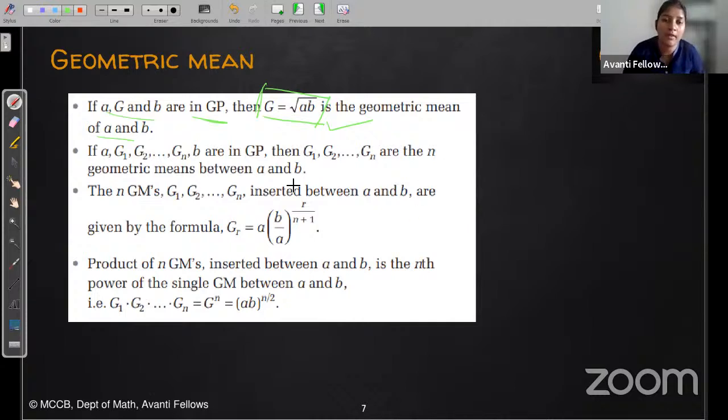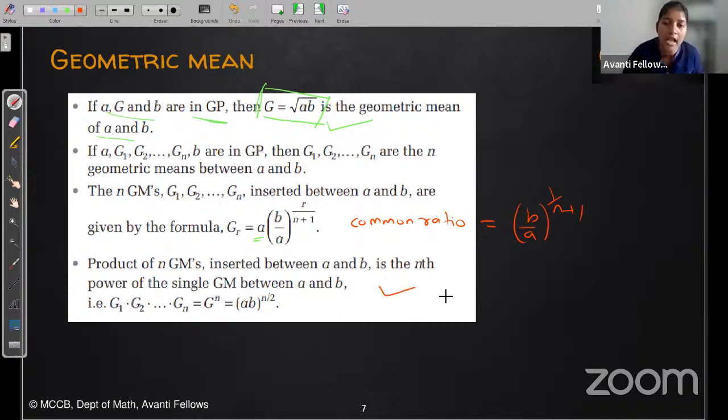Now what happens when n geometric means are inserted between A and B? When n geometric means are inserted between A and B, the rth geometric mean value is given by G_r = A(B/A)^(r/(n+1)). Here the common ratio will be equal to (B/A)^(1/(n+1)).